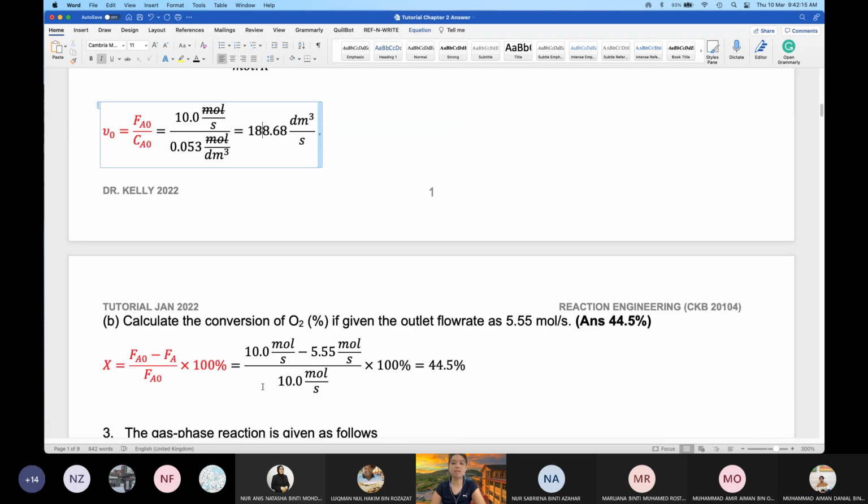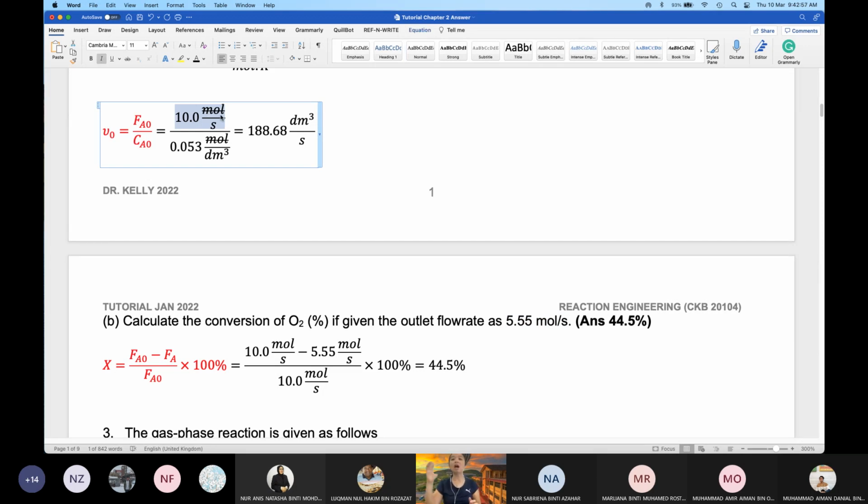There's one more question for part B. They say calculate the conversion of oxygen gas if given the outlet flow rate as 5.55 mole per second. So they want us to find conversion, in the form of percentage. They give us the outlet flow rate of 5.55 mole per second. Again, mole per second, mole per time, is molar flow rate. They say outlet molar flow rate. Earlier we already knew FA naught in the question, given as 10 mole per second, the initial molar flow rate.